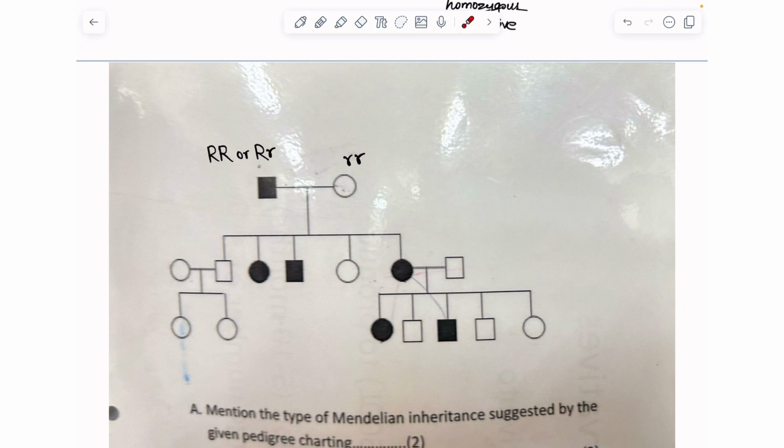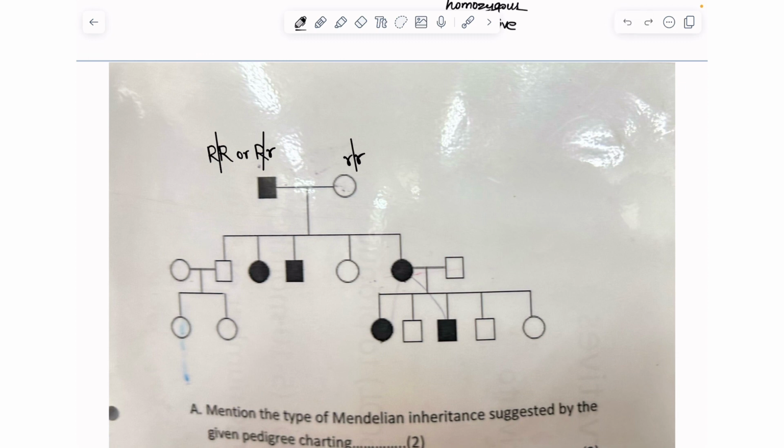Now, in order to confirm whether or not this is autosomal dominant inheritance, what you need to do is check for the offspring whether or not this parent couple can give these offspring. So let's check for it. We know that 50% of the genetic information comes from the father and 50% comes from the mother. So that's exactly what we are going to do.